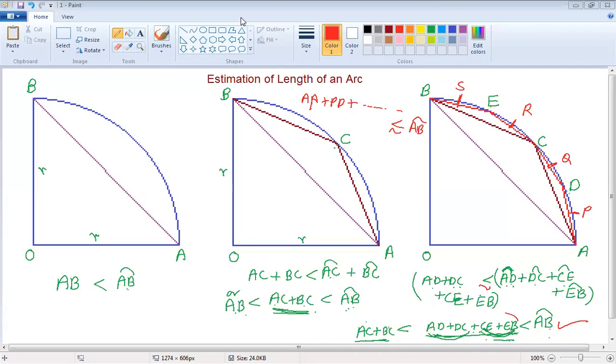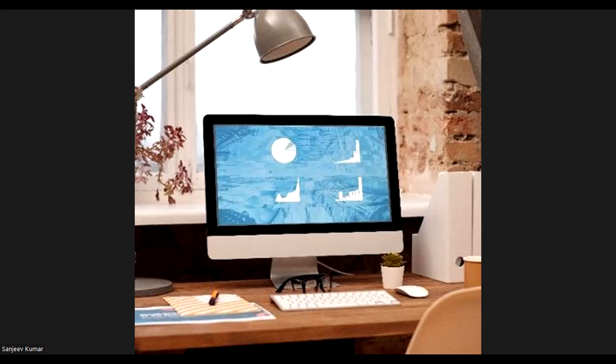So now I can proceed further. I am stopping the sharing, going to the next page.